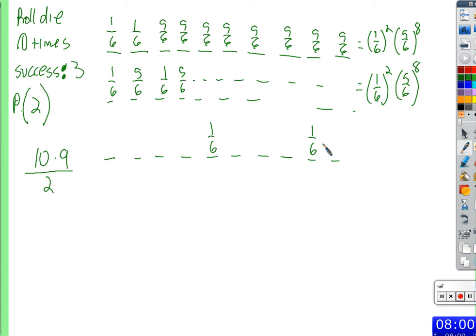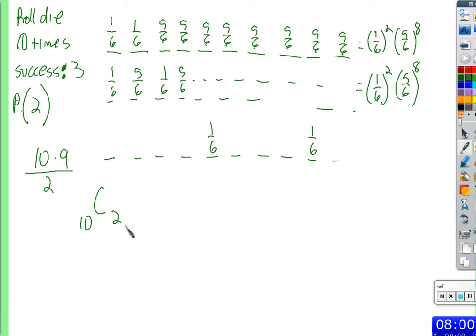What you're describing is simply 10C2. Right? 10 positions for those 2 to go in. Yep. I choose any 2, any combination of 2 out of those 10 to be the 3s, the successes. Exactly what you're describing is 10C2, because the order doesn't matter.